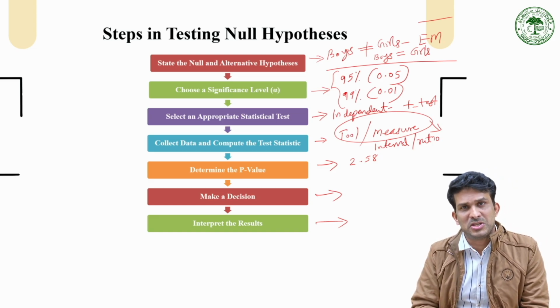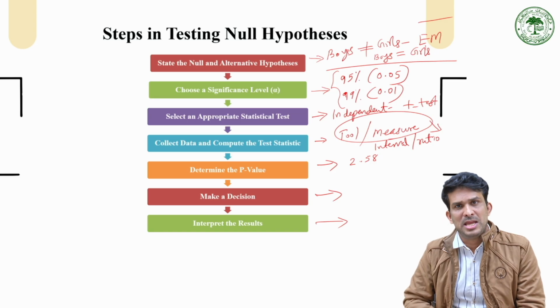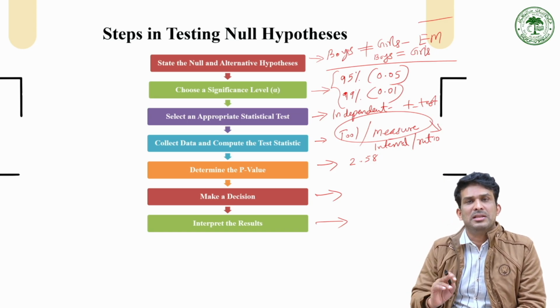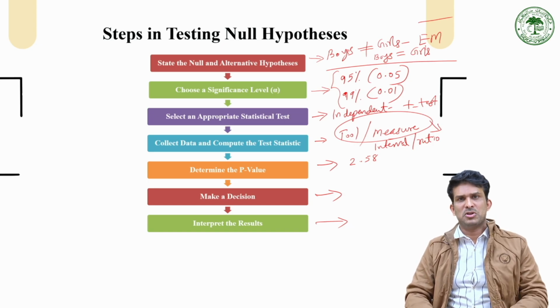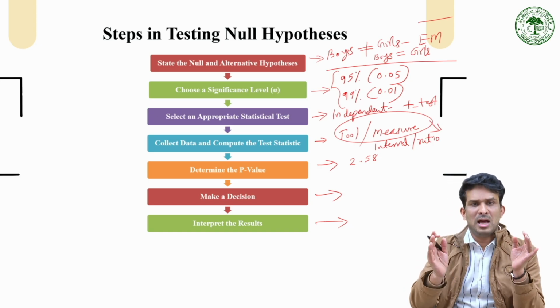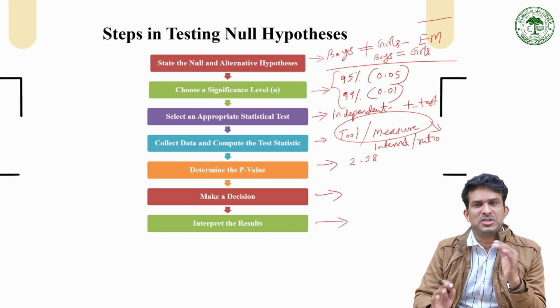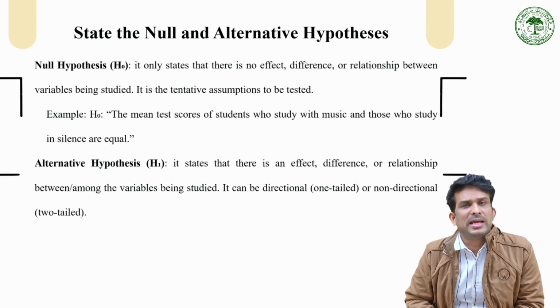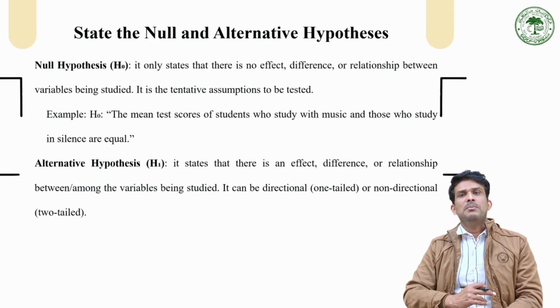Once the null hypothesis is rejected, what is the interpretation? Yes, there is a significant difference between boys and girls in their emotional intelligence or emotional maturity. This is the overall way of testing the null hypothesis. So step by step, again I explain through the PPT.